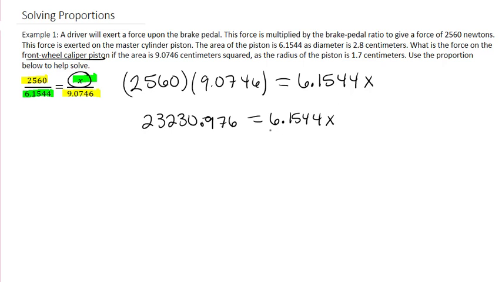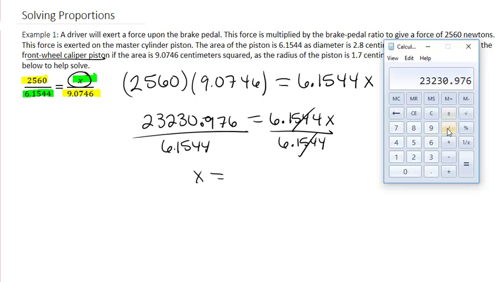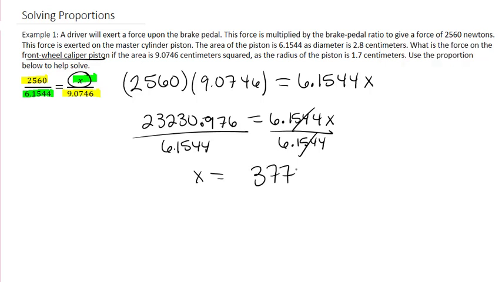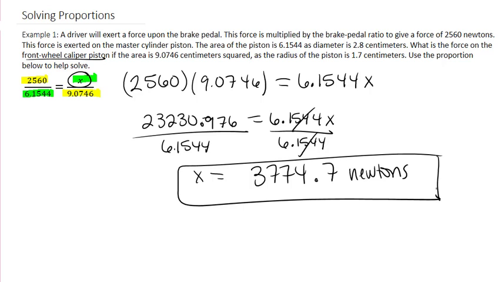Next, we will then divide by 6.1544, so we get x by itself, and we have to do it to both sides. So now we get x, which is our force, when we divide this by 6.1544, which is equal to 3,774.7. And this is in newtons as its force. So this would be our solution to this problem.